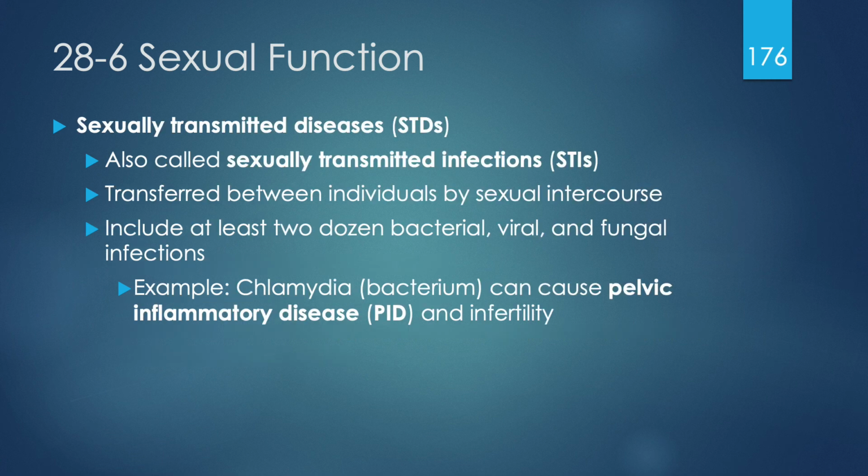Sexually transmitted diseases are also referred to as STDs or STIs, which are sexually transmitted infections. And these infections are transferred between individuals by sexual behaviors. And there are at least 24 different types, and they include bacterial infections, viral infections, and fungal infections. One example is chlamydia, which is a bacterium, and what it can do is it can cause pelvic inflammatory disease, which basically causes an infection in the uterine tube, which can result in infertility.